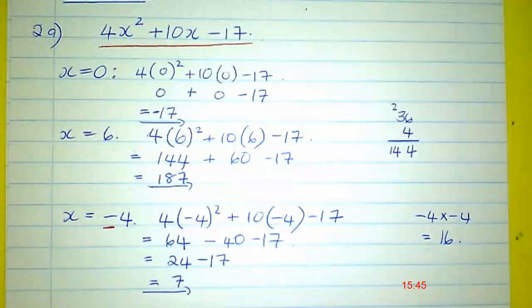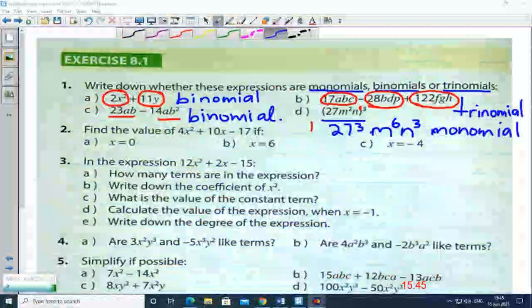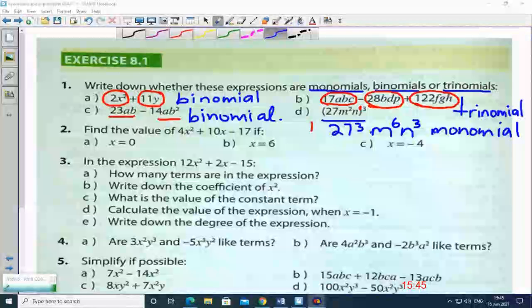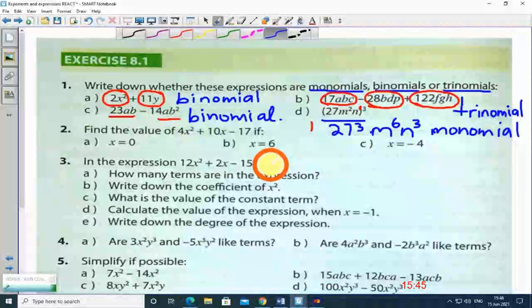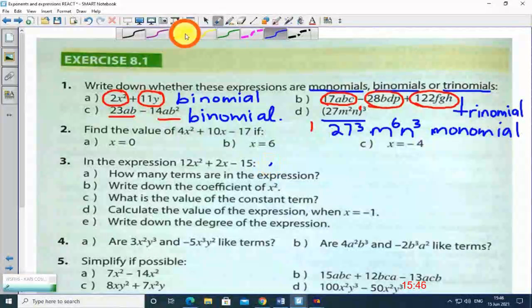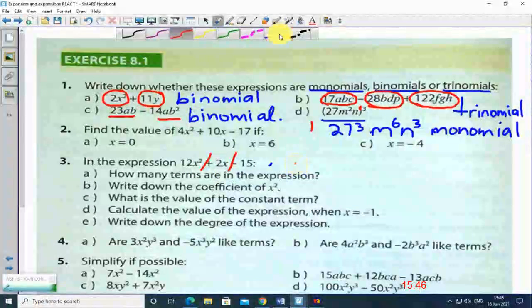Okay. Let's go back to the questions that were in the textbook, now that we've done that one. Okay, now we're on to number 3. What do we see in number 3? It says, in this expression, how many terms are there? Well, we've got 12x squared, that's our first term, plus 2x, that's our second term, and minus 15, that's our third term. So our answer to that is 3.